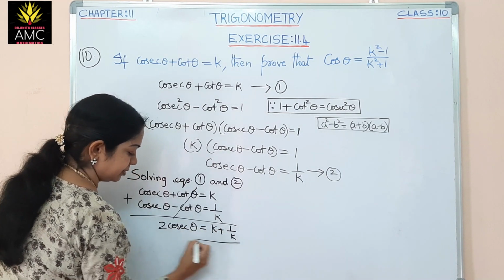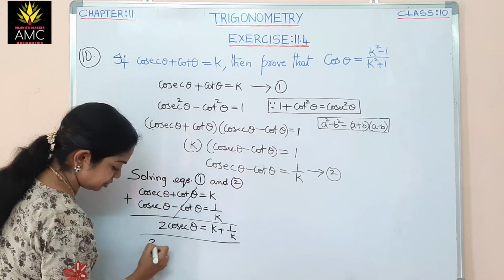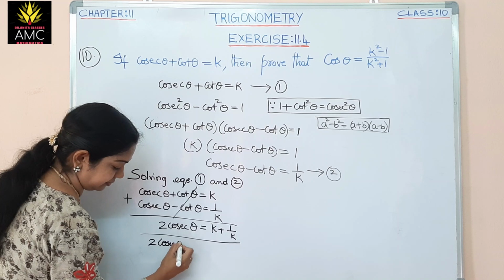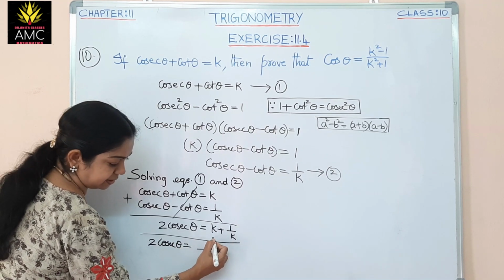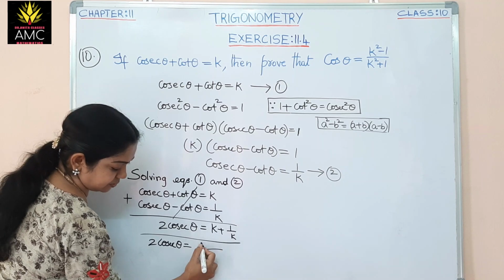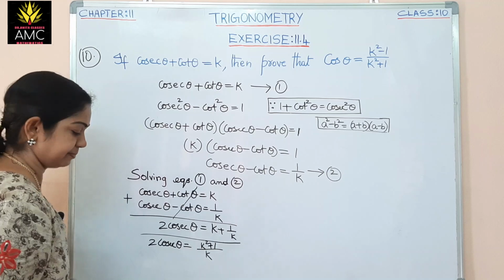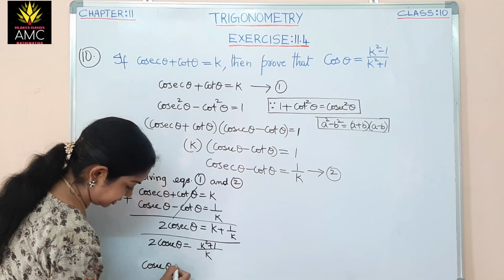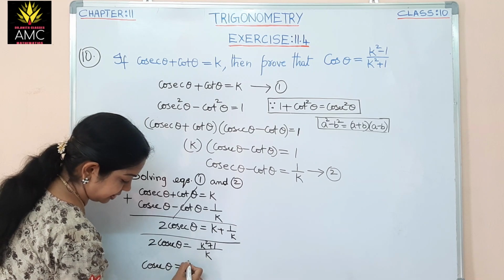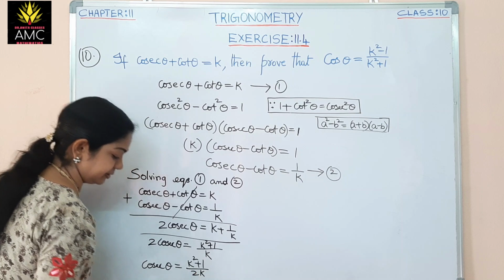This is what we got. Now, let me take the LCM for the k. If I take the LCM, 1 into k, so it is k square plus 1, over k. Now we want only cosecant theta. If I shift the 2 to the other side, it becomes (k square plus 1) by 2k. This is cosecant theta.